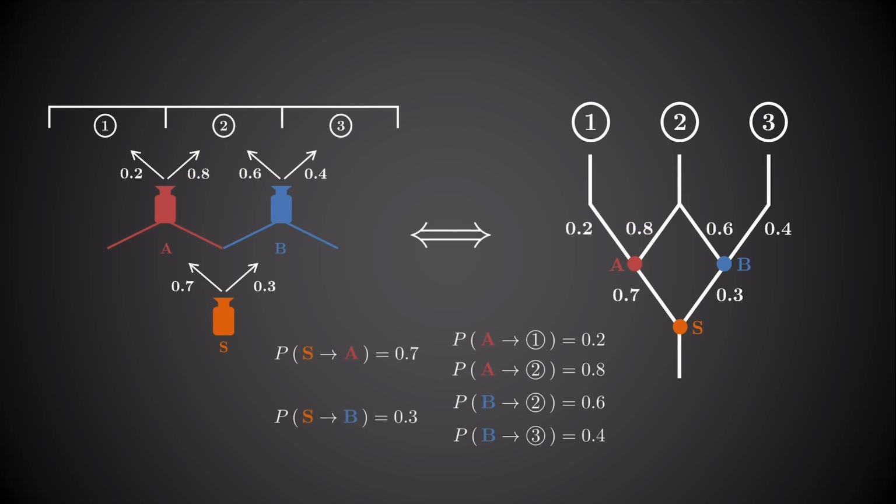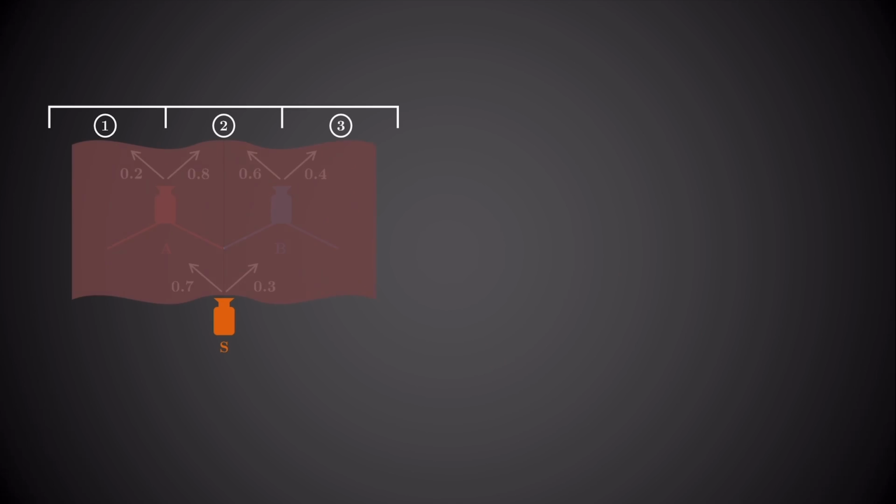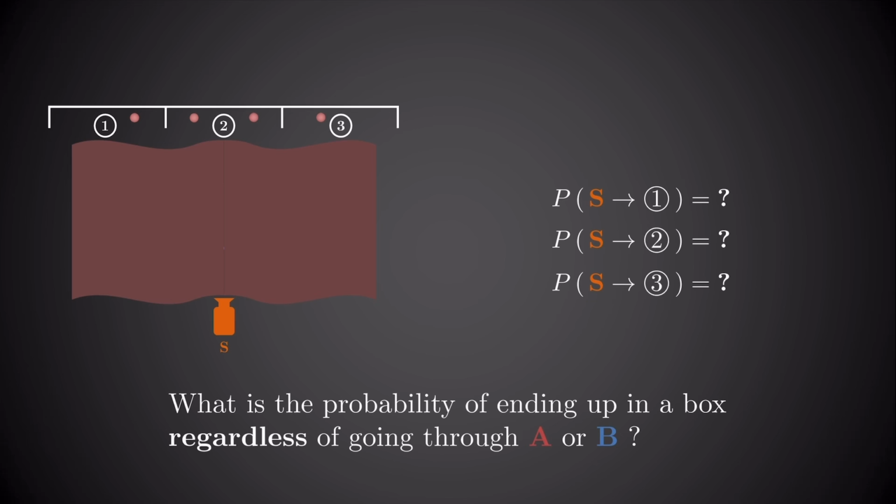This graph contains all the information we need to describe our system, in terms of transition probabilities that always involve either A or B. But let's say now that we just want to know the probability that a particle starting from S will end up in a particular box, and we don't care about the steps it took in between. We can imagine putting a curtain over the parts involving A and B. We wish to calculate these transition probabilities, which only involve S and a given box. These probabilities ask the question, what is the probability of ending up in a box regardless of going through A or B? Our graph gives us a nice way to visualize this question.